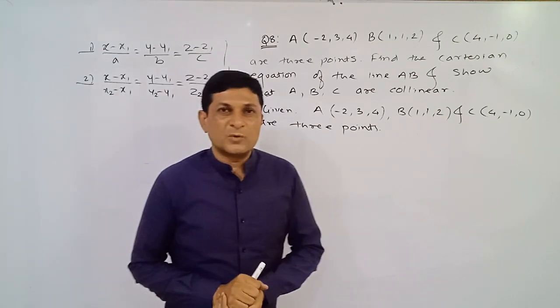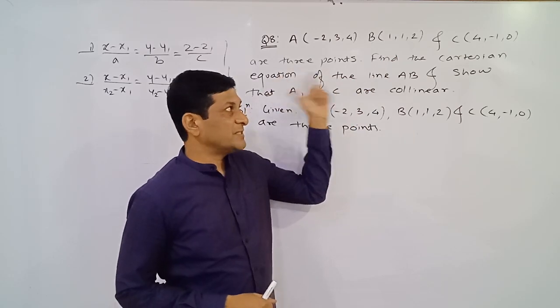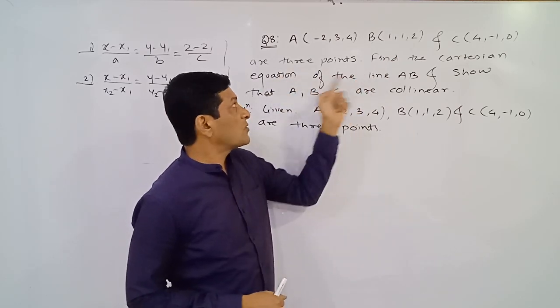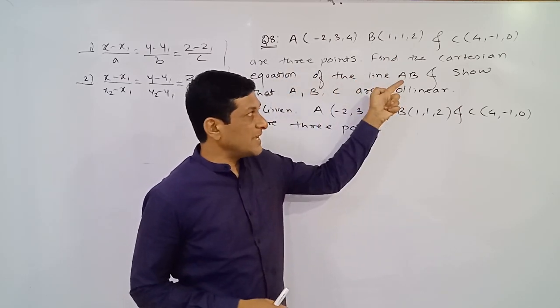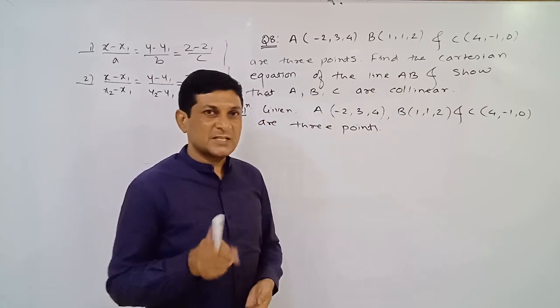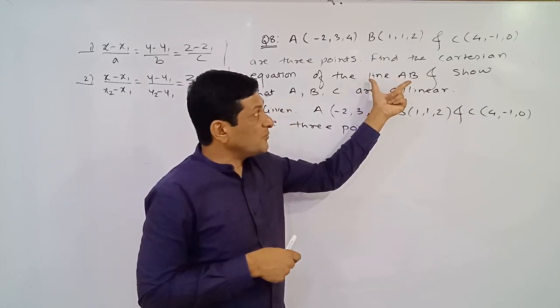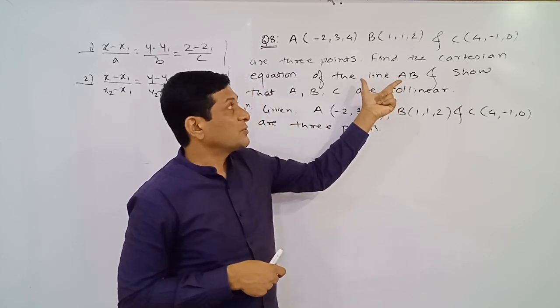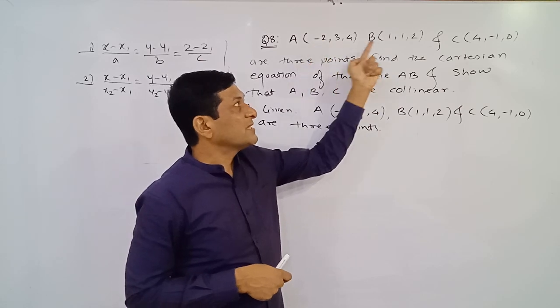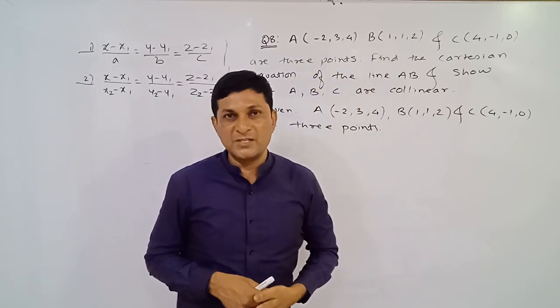So we'll see in question number 8, the coordinates of 3 points are given to us. The question is to find the Cartesian equation of line AB and show that these 3 points are collinear. The question is asked in two parts. First we are finding the Cartesian equation of which line? AB. Here the coordinates of A and B are given, meaning the coordinates of 2 points on the line are given to us.